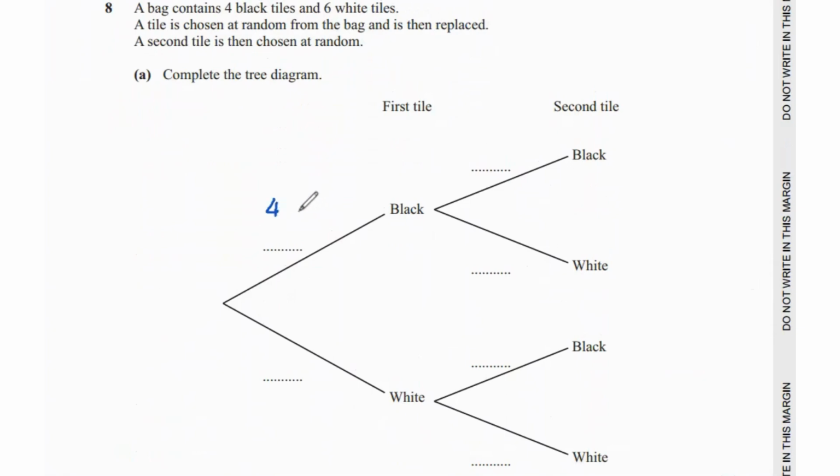So total tiles are 10. So probability of getting a black tile is 4 out of 10. And probability of getting a white tile is 6 out of 10. Since the tile is being replaced after it's chosen, that means the total number of tiles is not changing. So the probability of getting a black will be the same, and so will be for white. If they were not replaced, then the probabilities would have changed for the second tile.